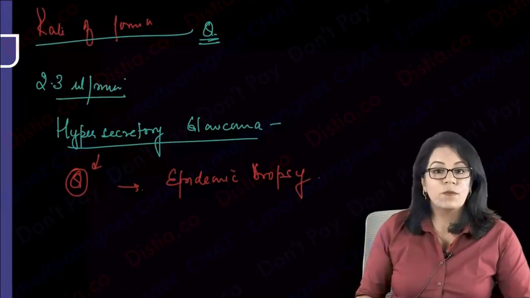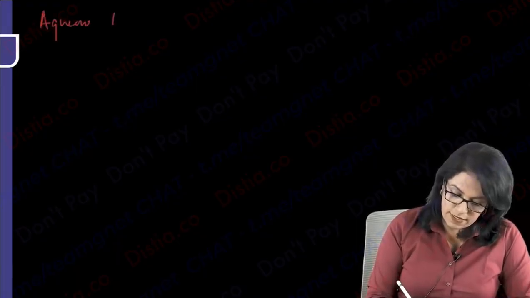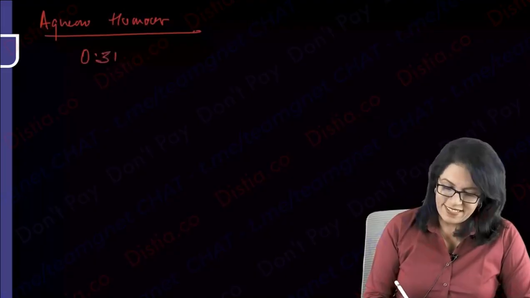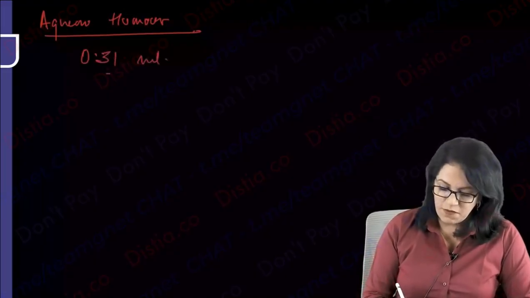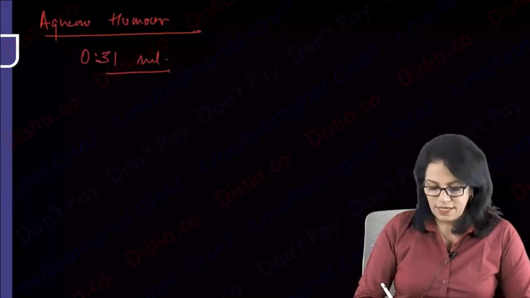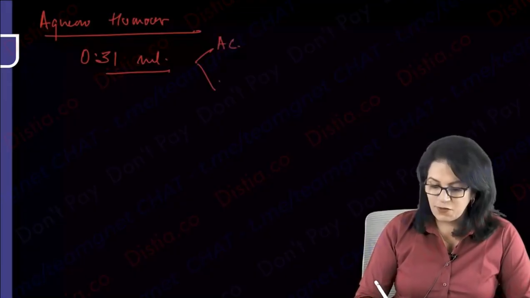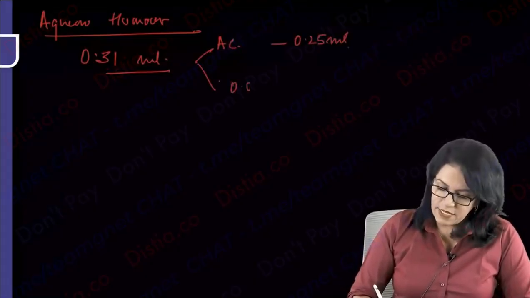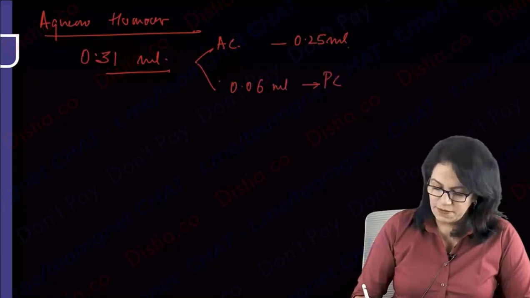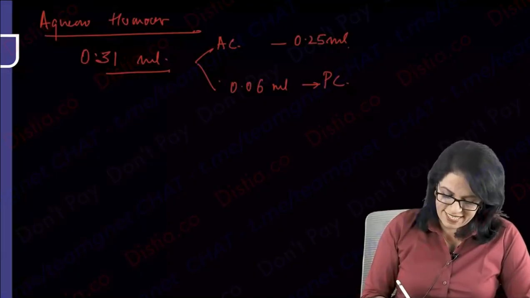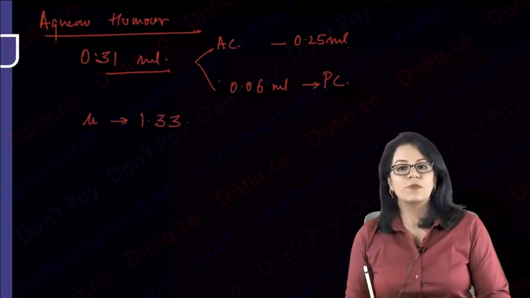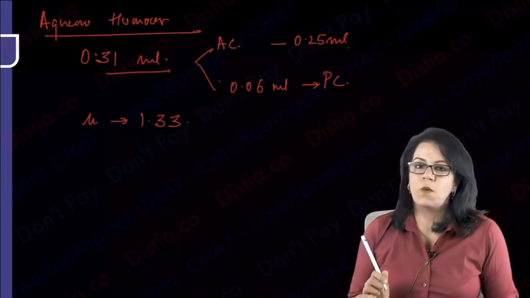Okay, so let's talk a little bit more about aqueous. What are the things it's very important for us to know? Aqueous humor: what is the volume? We will learn it as 0.31 ml. This is the total volume of the aqueous humor. Some part is in the anterior chamber, the majority of course, around 0.25 ml, and 0.06 ml is in the posterior chamber. Now what is the refractive index of this aqueous? It is 1.33. Please remember both aqueous and vitreous humor have the same refractive index, that is 1.33.